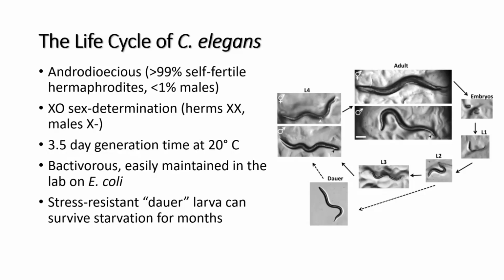If the conditions are stressful, if they starve, or if they're at high temperature, or whatever else is stressful to the worms, the L2 will form one of these, what's called a dauer stage. Basically they grow a plug over their mouth so they can't eat. And these guys are really stress resistant, and I can have a plate that I've forgotten sit on the lab bench or in the incubator for months.